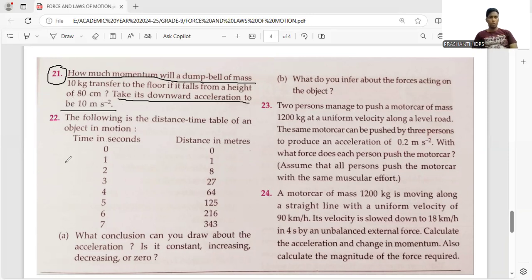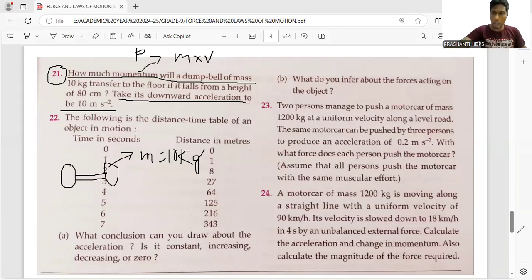Okay, let me explain. As we all know, momentum is the product of mass and velocity. We use the letter P to denote momentum. Now, let us consider that this is a dumbbell, which we use to do exercises. The mass of the dumbbell is given as 10 kilograms.